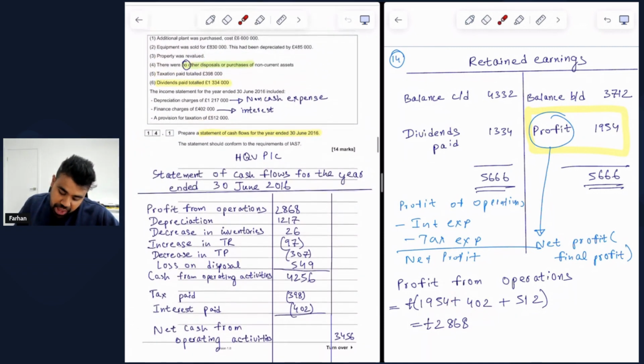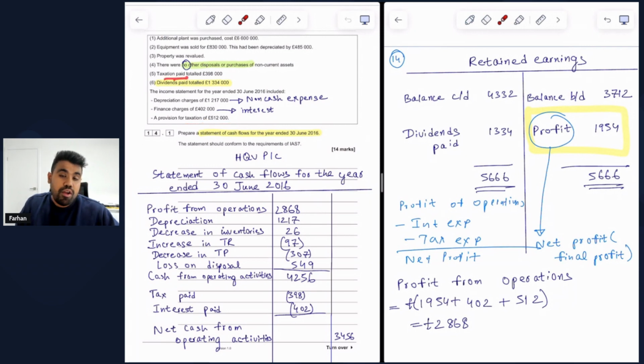So you will see that the finance charges of £402,000 is what is written here as 402. And then £512 relates to the taxation charges for the year, which is also given here, a provision for taxation of £512,000. Now, a lot of my students I've seen, they have made the mistake of selecting taxation paid instead of provision for taxation. So you need to understand the difference between these two.